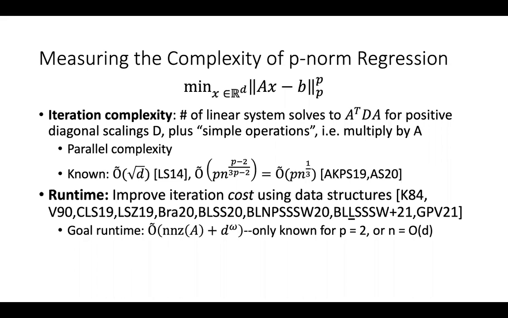In these directions, the dream runtime for p-norm regression problems would be something like nnz(A) plus d to the omega, where omega is the matrix multiplication constant. The reason this is the optimistic runtime is because this seems to be the runtime necessary to solve a single linear system, which is necessary for regression problems. Such a result is only known for p equals 2 for solving a single linear system, or when n is d basically, and then such a result is also known.